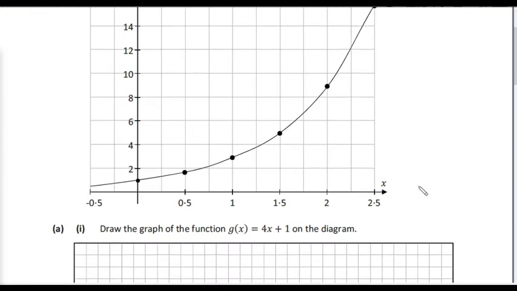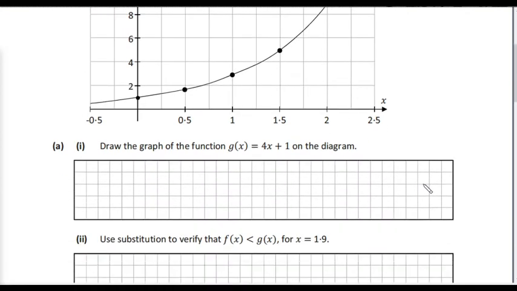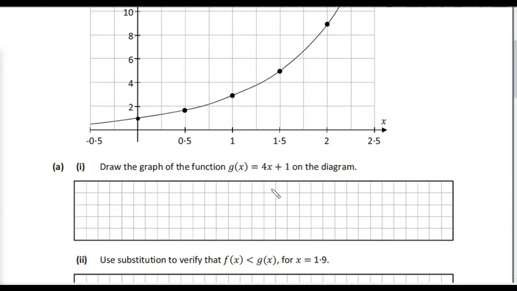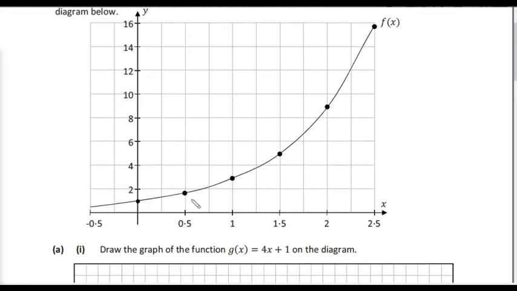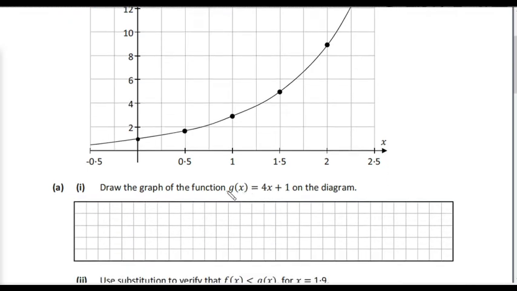Now, in A part 1 here, it wants us to draw the graph of the function g of x equals 4x plus 1 on the diagram. So this function here is a linear function. Unlike this one, which is a curve, it's non-linear. This one is linear because you can think of g of x as y. So I could write that function like so: y equals 4x plus 1.